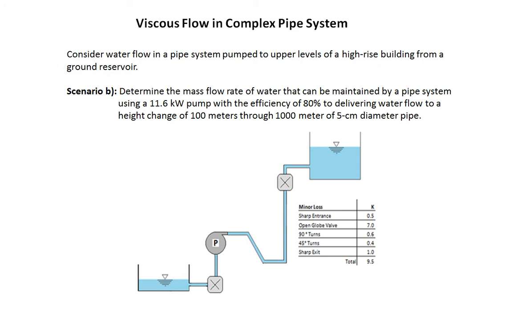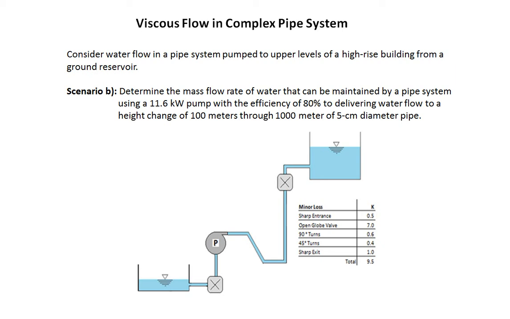As I mentioned earlier, this problem can be solved for any number of unknowns. We can solve for the pipe diameter, height change, surface roughness, pipe losses, velocity or mass flow rate in the pipe by simply unchecking what needs to be solved for. To demonstrate this, let's look at scenario B.